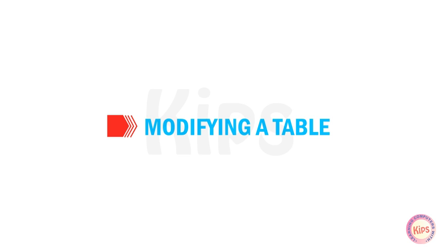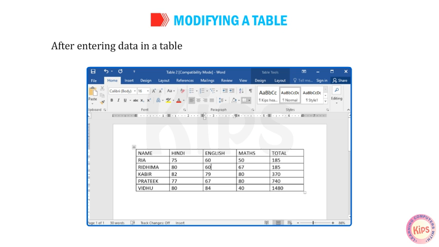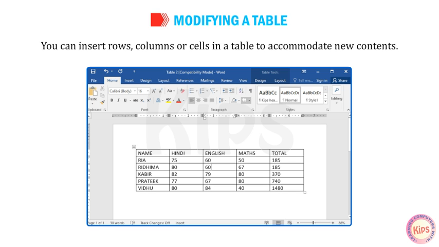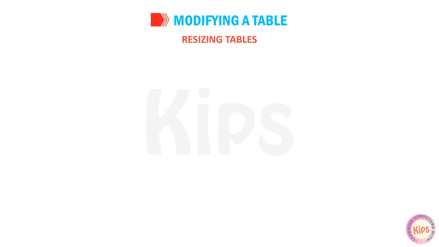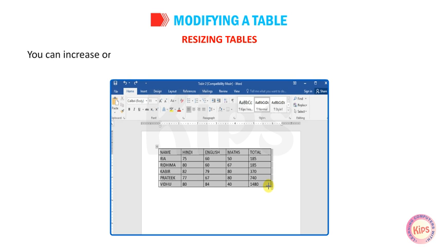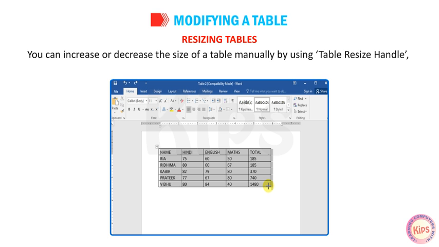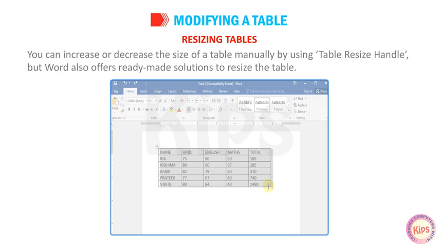Okay, let us learn how to modify a table now. After entering data in a table, you can make changes in the data as needed. You can insert rows, columns or cells in a table to accommodate new contents. Similarly, you can delete unwanted rows, columns or cells from a table. Resize tables. You can increase or decrease the size of a table manually by using the Table Resize handle, but Word also offers ready-made solutions to resize the table.